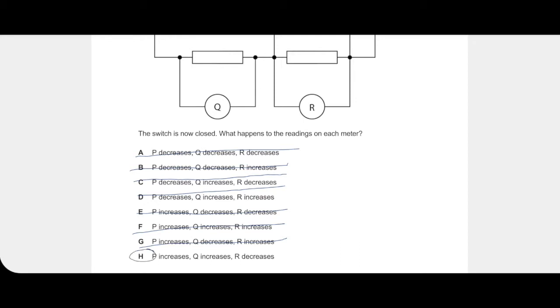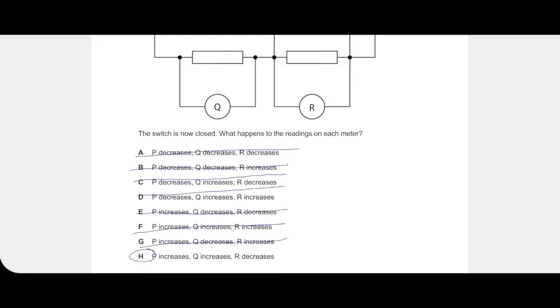But I'll still go through voltmeter Q. So now let's consider voltmeter Q. We know that the current through the whole circuit has been increased because of the decrease in the total resistance in the circuit, and thus using Ohm's law again, V equals IR, the potential difference across the resistor must increase, resulting in an increase in the voltage shown in voltmeter Q.